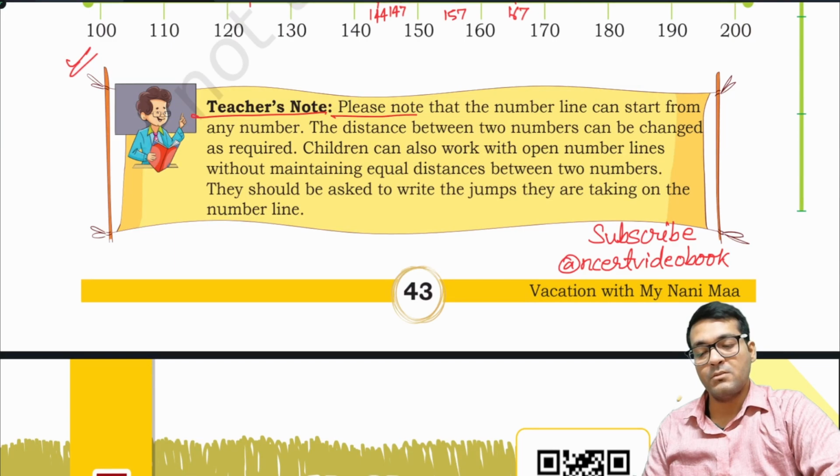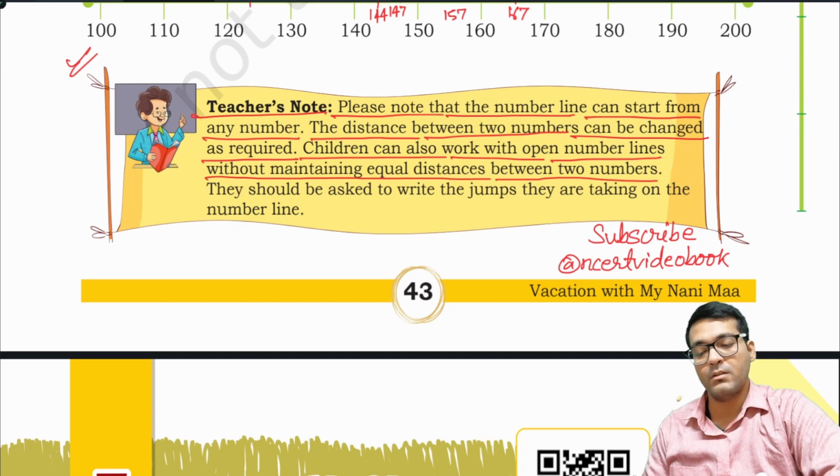Teacher's note: please note that the number line can start from any number. The distance between two numbers can be changed as required. Children can also work with open number lines without maintaining equal distances between two numbers. They should be asked to write the jumps they are taking on the number line.